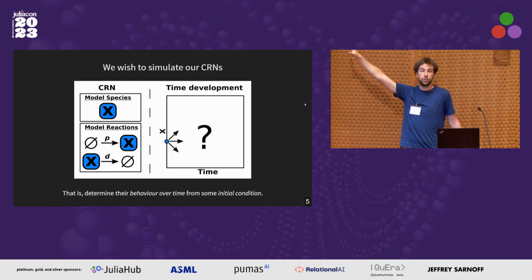And what we often want to do is that we have a chemical reaction system. For example, here we have a single species X. It gets produced and degraded. We know some initial state of the system, and we want to know what happens to the system state with time from this initial state.